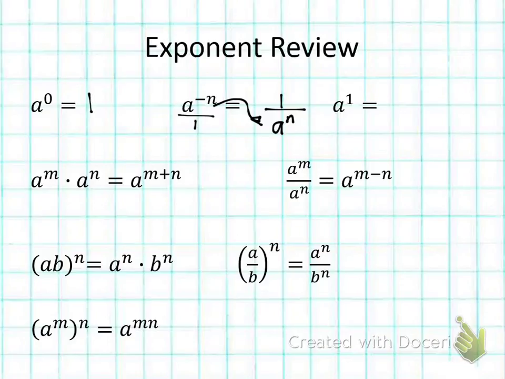Next is A to the first. Anything to the first power is itself. It's just A. Okay. So whenever we see even A by itself, we're assuming there's a little 1 above here. A to the first power is just A. Okay.